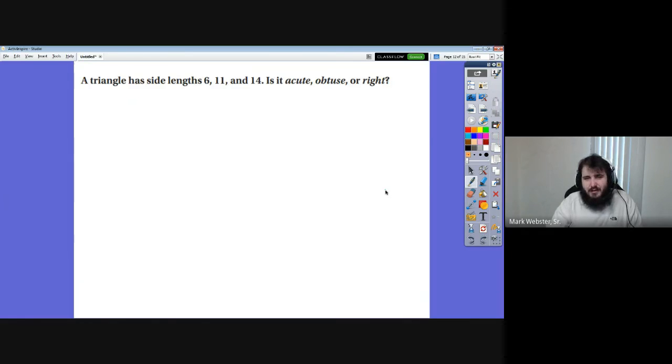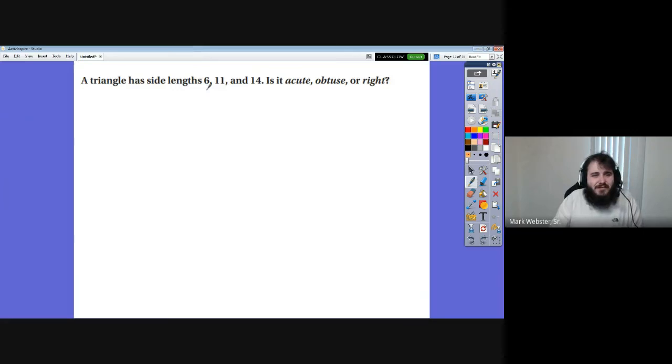Yeah? It's like the three bears. Everybody, Goldilocks and the three bears. One's too big, one's too small, one's just right. Obtuse is too big, acute is too small, and right is just right.